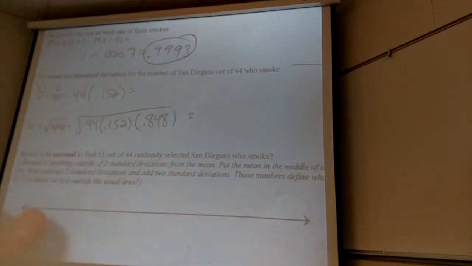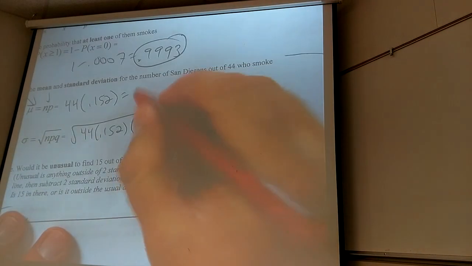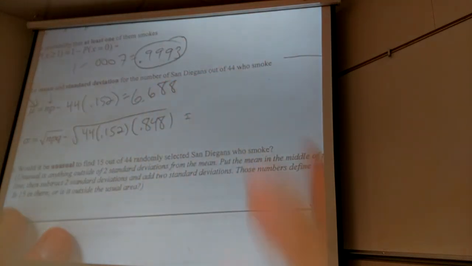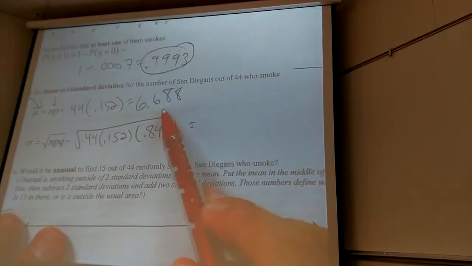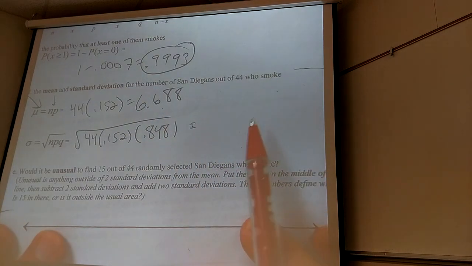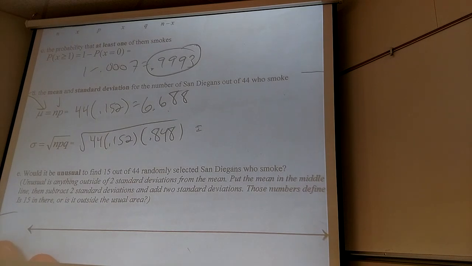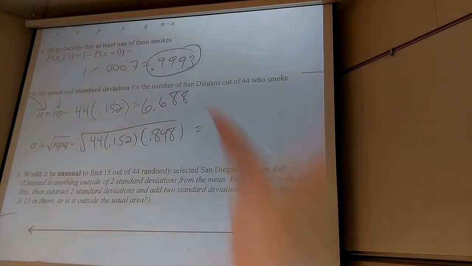What are you guys getting for the mean? 6.688. Good. So out of 44 people, I expect 6.688 of them to smoke. 44 San Diegans, let me make that clear. So it averaged that many. If you pick 44, you might get 8. If I pick 44, I might get 5. And some other people, they would average to be 6.688 eventually.